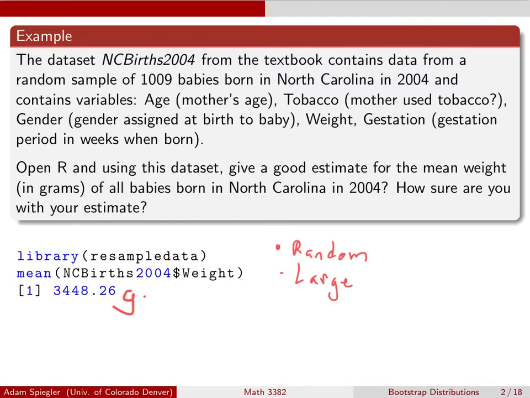It is not going to be perfect because it doesn't contain everybody from the population, but this should be a reasonably good estimate. The question is, how reasonable, how much error should we build into that estimate? So it's not going to be exactly 3,448. What would be a reasonable amount of error that we can attach to that estimate?